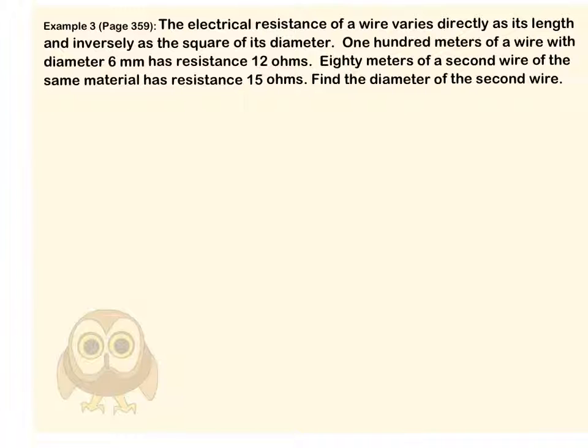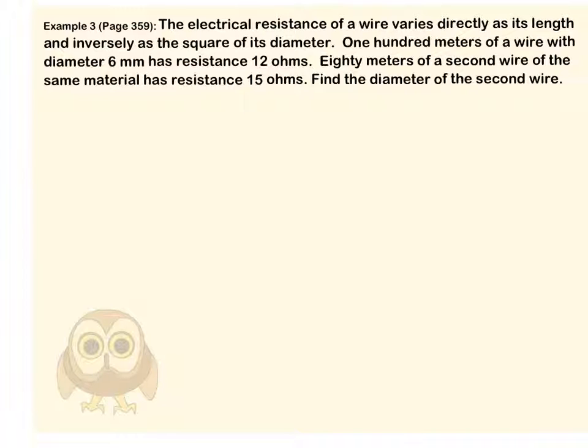Okay, the last thing we need to do is try one of these with a word problem. It's going to look really wordy, but we're going to just pare it down right away. It says the electrical resistance of a wire varies directly as its length and inversely as the square of its diameter. 100 meters of wire with 6 millimeters has resistance of 12 ohms, and 80 meters of a wire with the same material has resistance of 55 ohms. Find the diameter of the second wire.